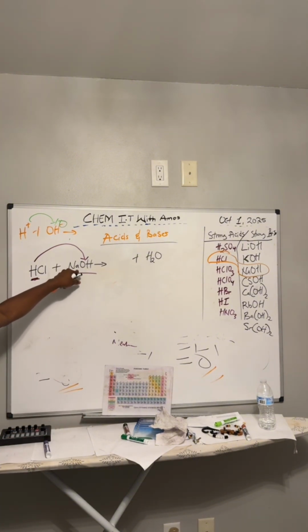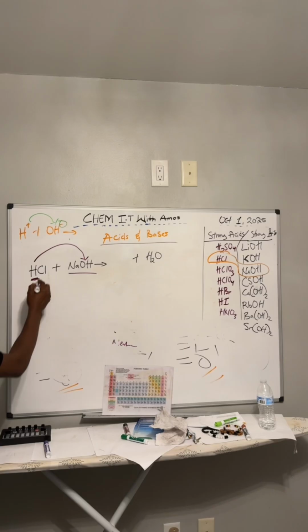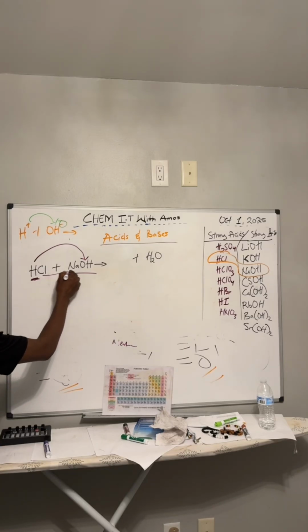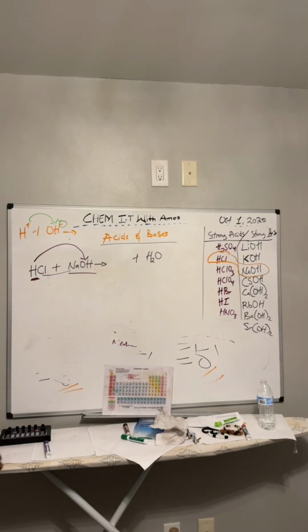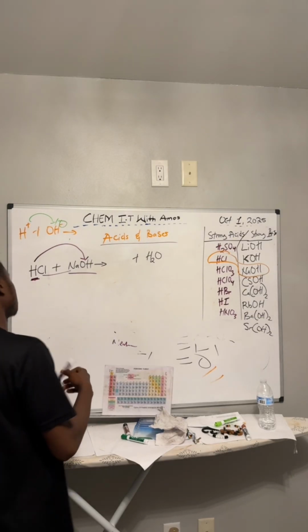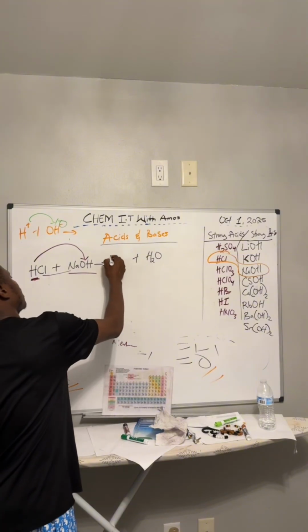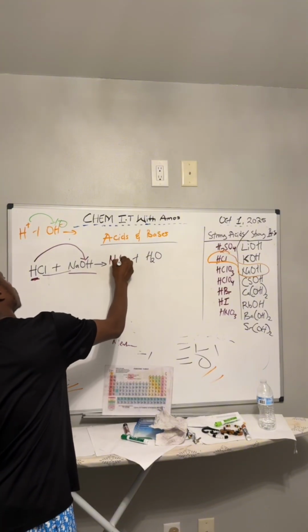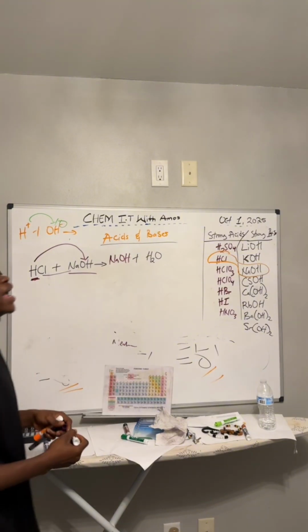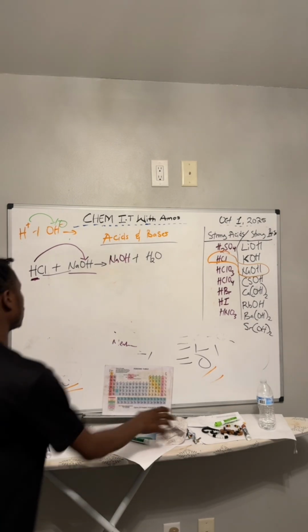You'll be left with this. So this will bond with this. It produces sodium chloride. Because chlorine is in group 7, it wants to accept one electron, and sodium wants to lose one electron, so they form a bond right there. Understood? So this becomes NaCl.